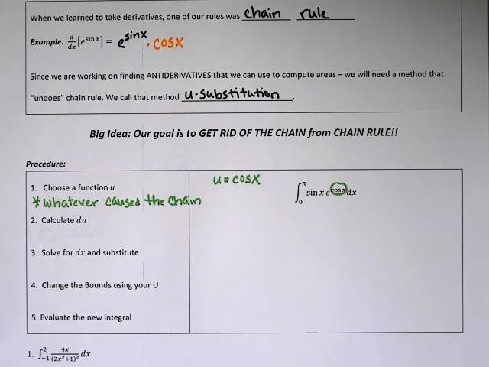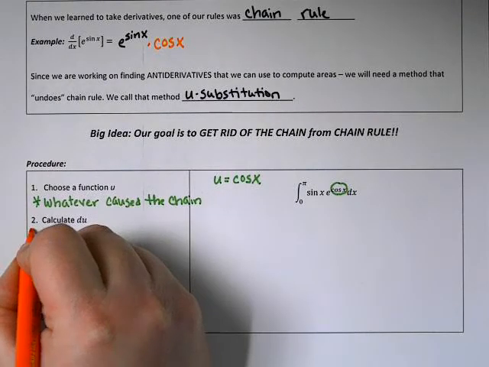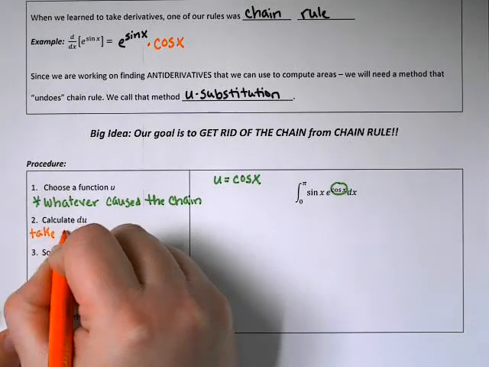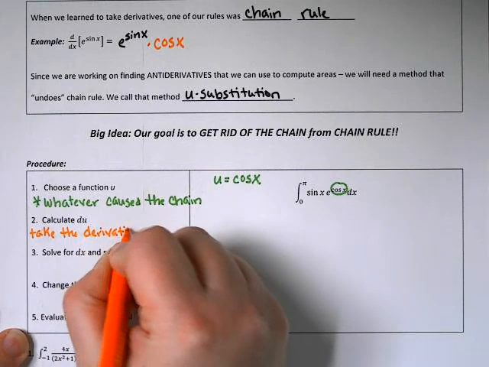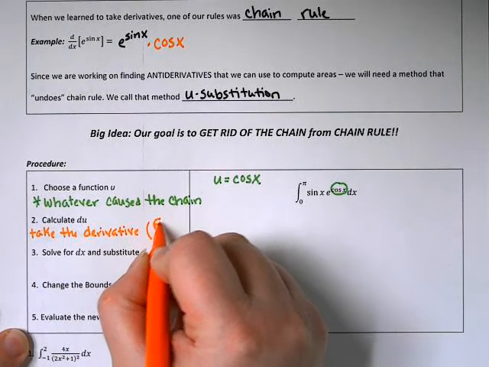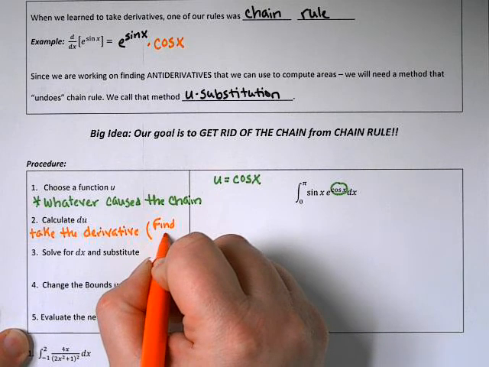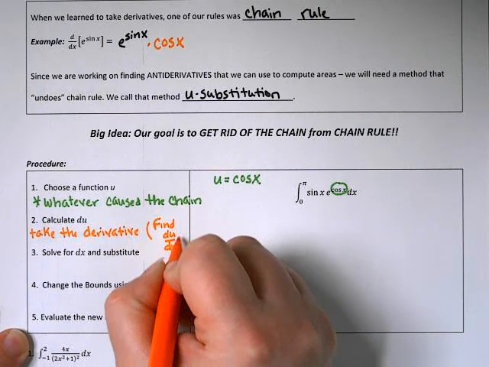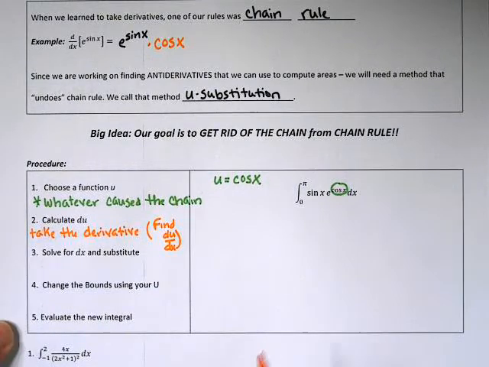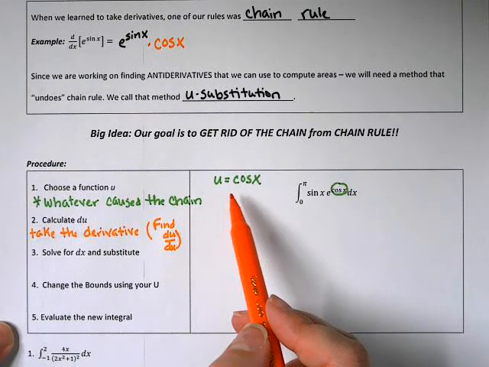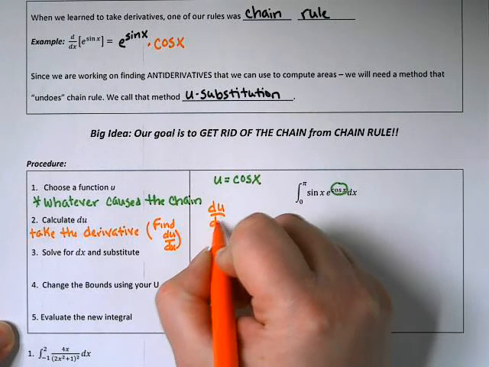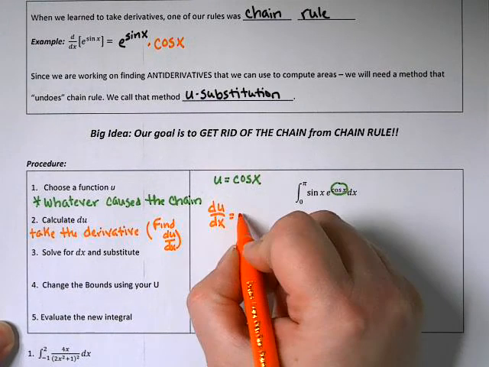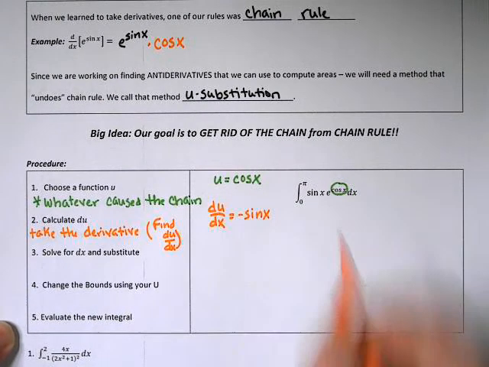The second step is that we have to take the derivative. We have to calculate du. So it's take the derivative, which really means we're going to find du dx, as long as we're in terms of x here, all right? So let's take a look at our function here. We have u equals cosine of x, so that means then that du dx is going to equal negative sine of x.